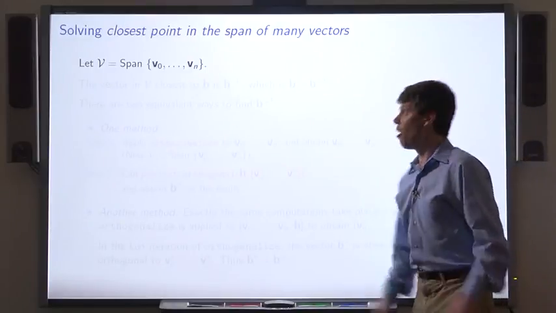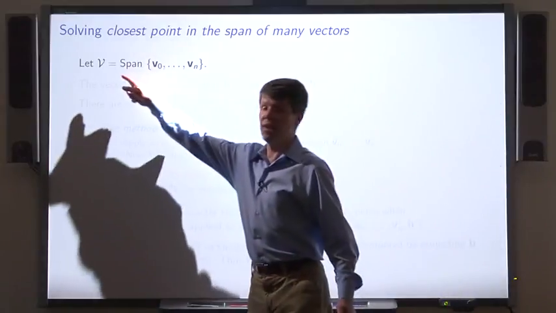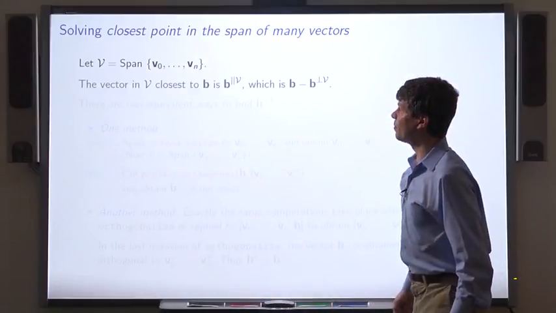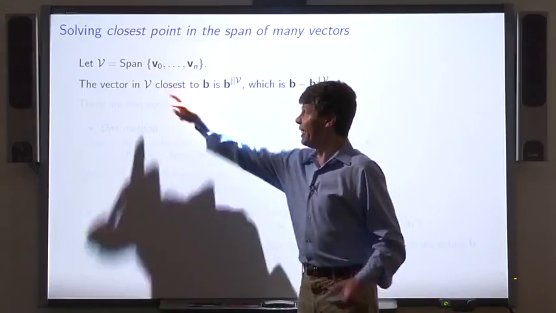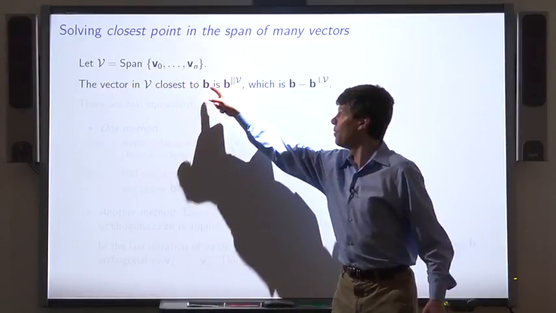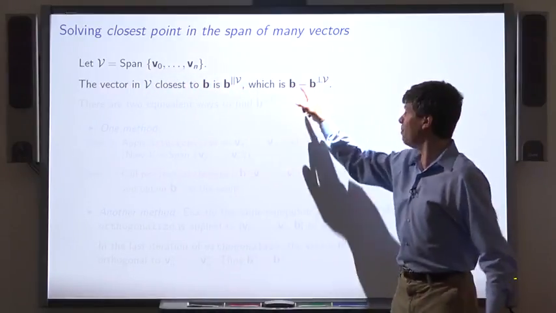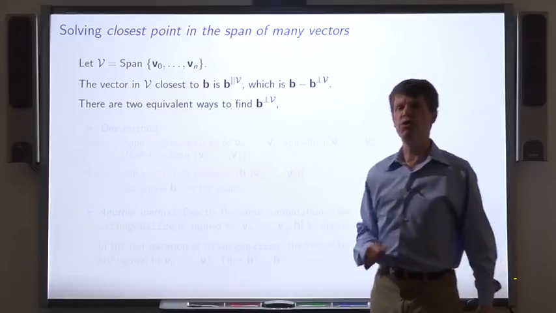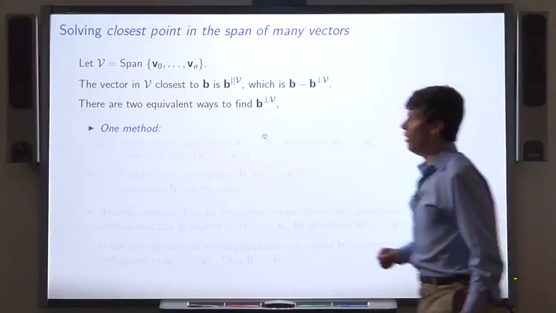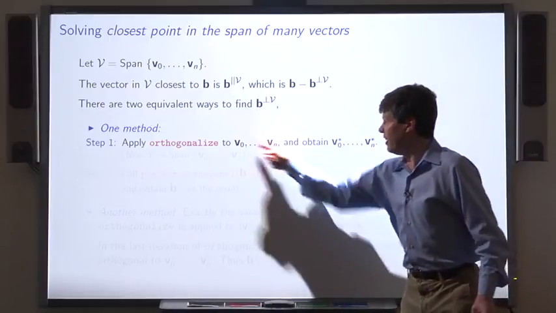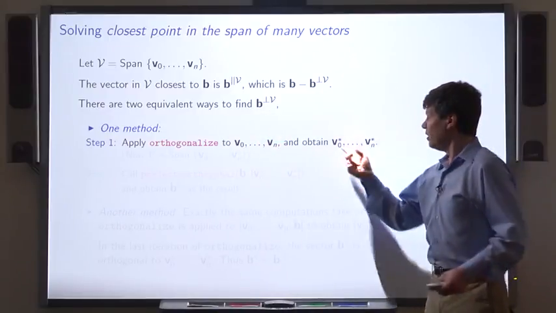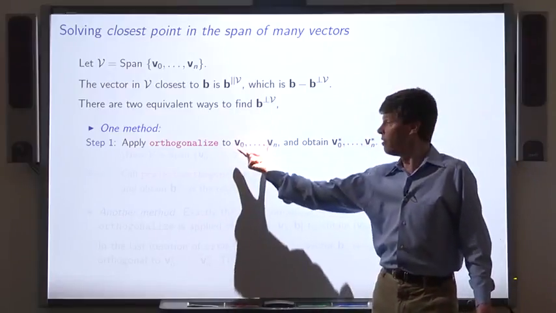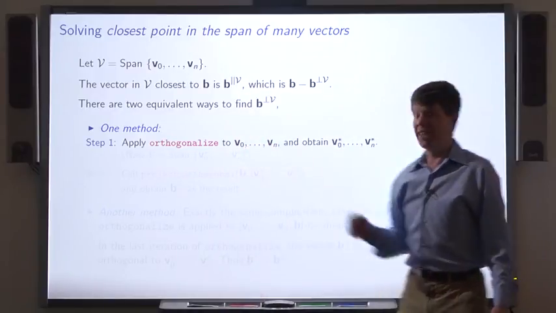Now let's get back to the original problem. We're given a vector space, big V, which is expressed as the span of input vectors V0 through Vn. The vector in big V that's closest to B is B parallel, which is B minus B perpendicular. So how can we find B perpendicular? There are two equivalent ways. Here's one method. We first apply orthogonalize to V0 through Vn. So we get V0 star through Vn star. These are mutually orthogonal, and they span the same vector space as V0 through Vn, namely big V.